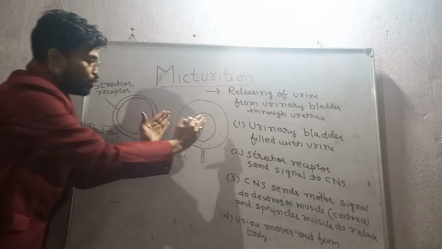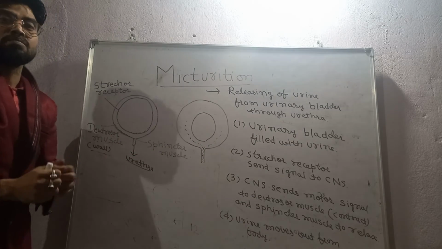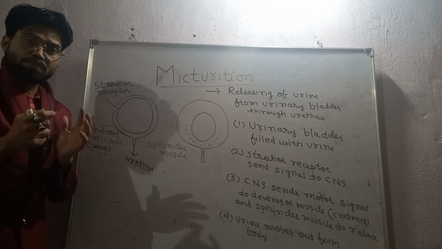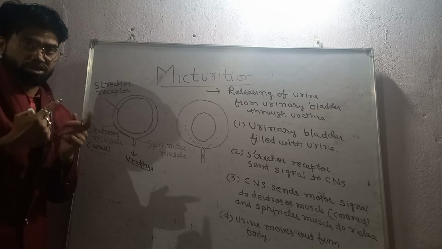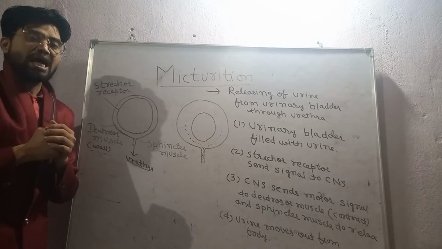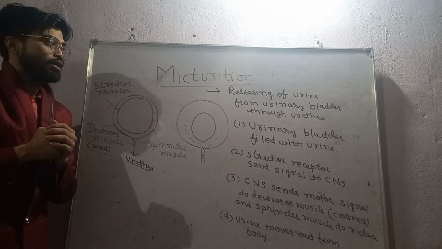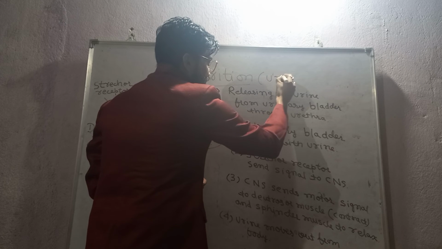Now the detrusor muscle contracts and the sphincter muscles relax, so that the space will be increased, and because of this space, urine is expelled from the urinary bladder to the outside. This whole process is known as micturition, and it is also known as urination.